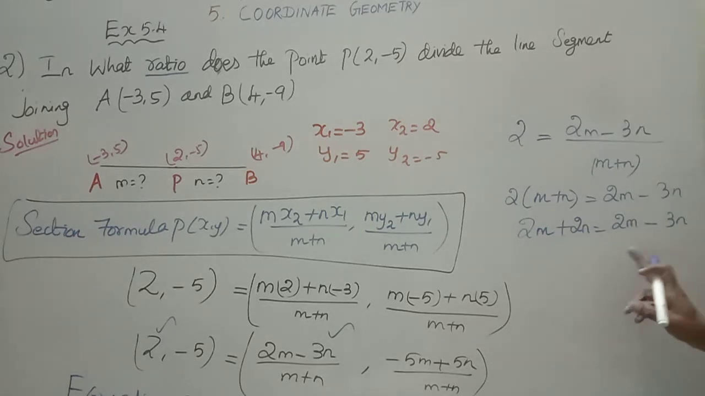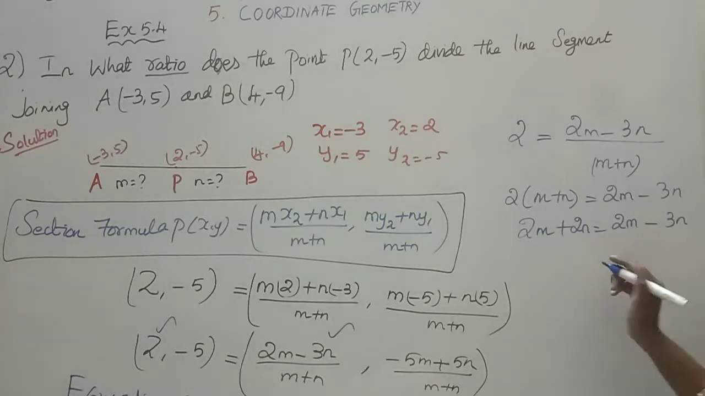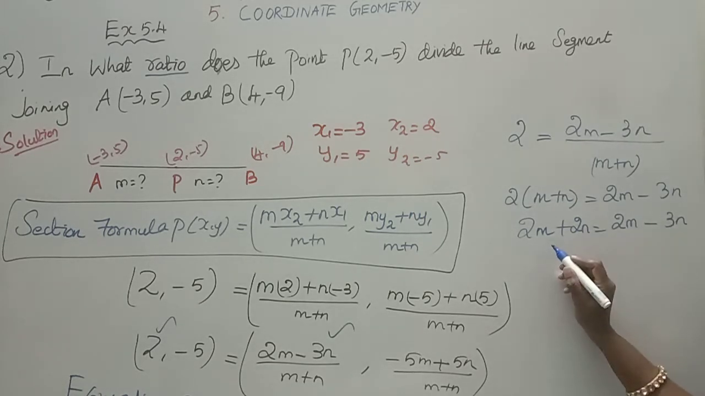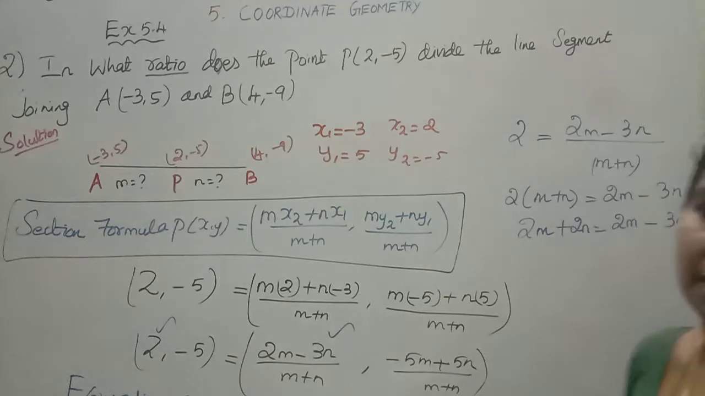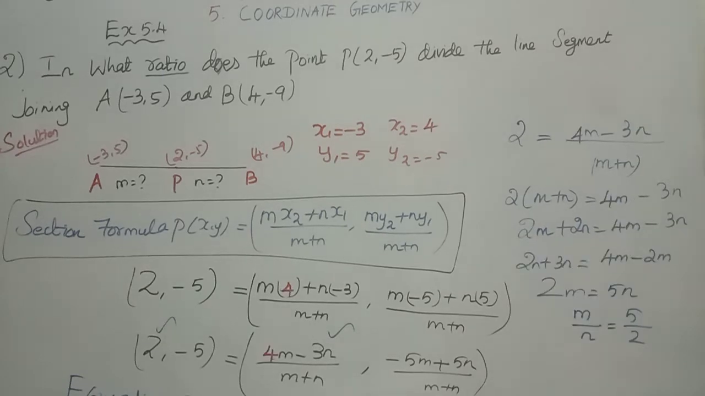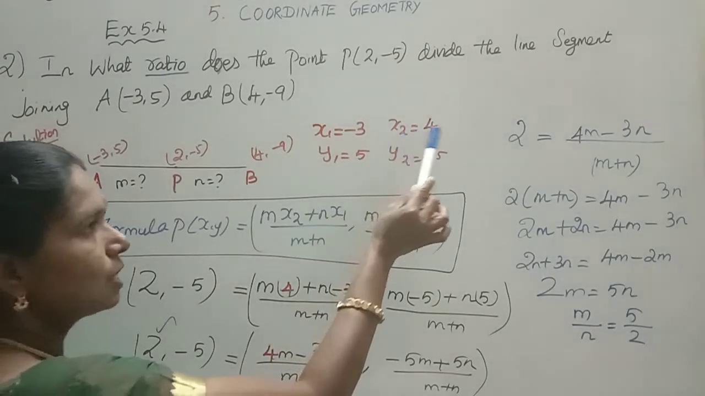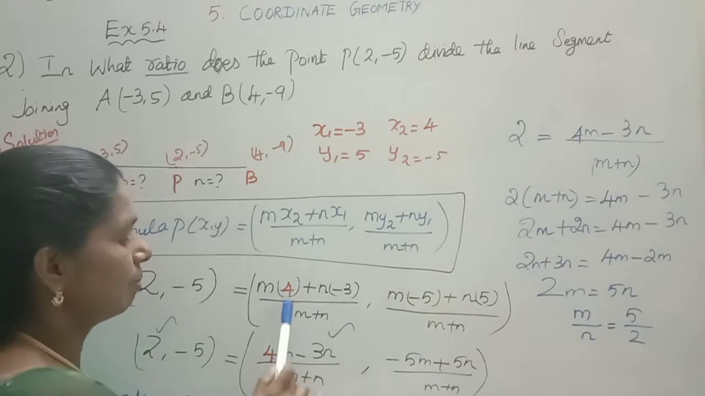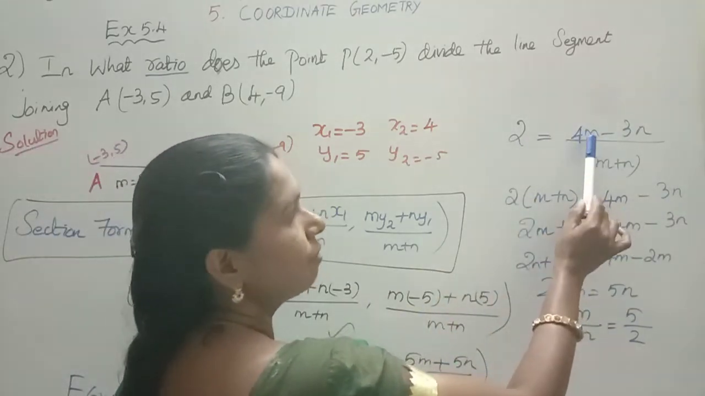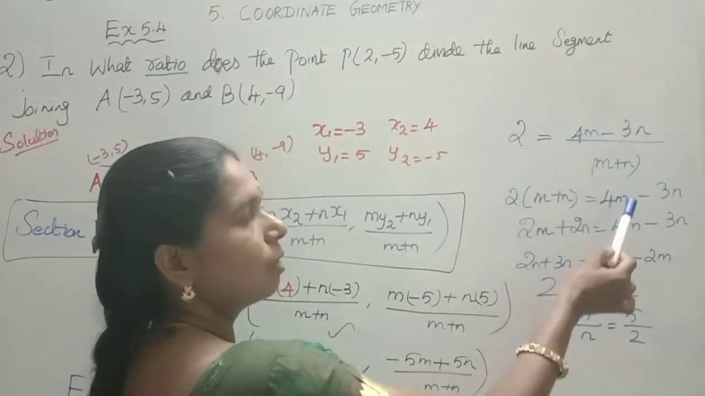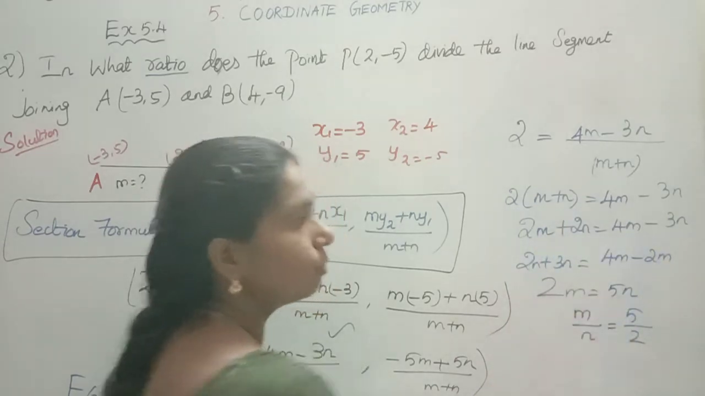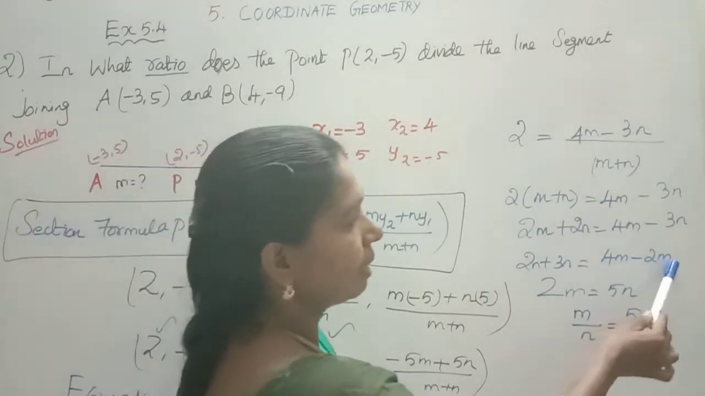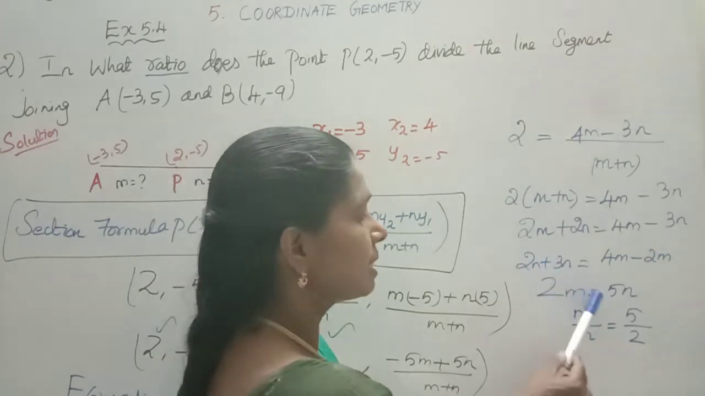Now take all the m terms together on one side. Here 2m, here 4m, and here 2n, here minus 3n. Here a little correction only: x2 is equal to 4, not 2, so here I am getting 4m minus 3n, instead of the 2 I had written. Change that. Now 4m minus 3n is equal to 2 into m plus n. You multiply: 2m plus 2n is equal to 4m minus 3n. So 4m minus 2m will be equal to 2m, and 2n plus 3n equal to 5n.